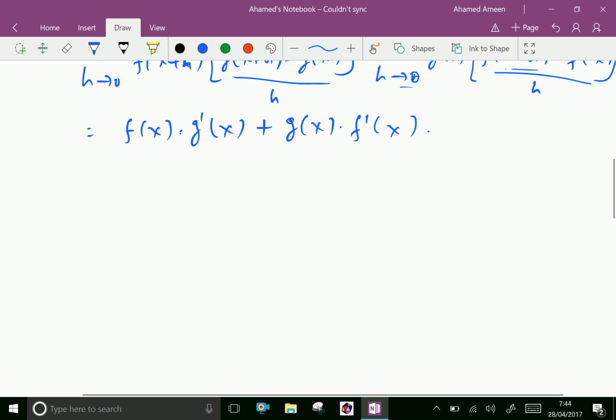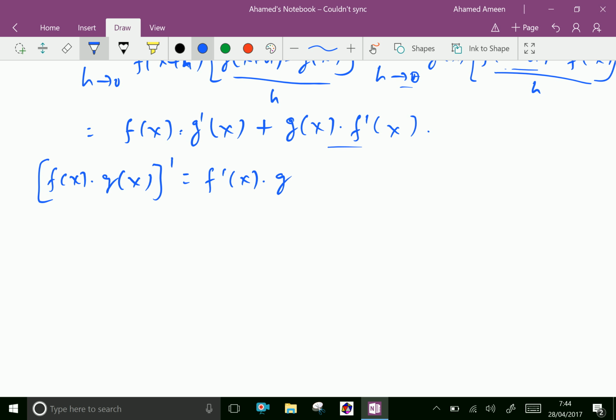Therefore the product rule we can write as (f(x) times g(x))' is equal to, first write this here, f'(x) times g(x) plus f(x) times g'(x). Hence we proved.